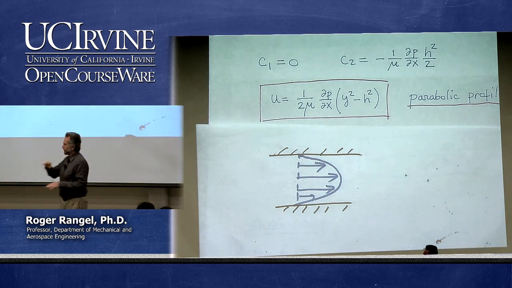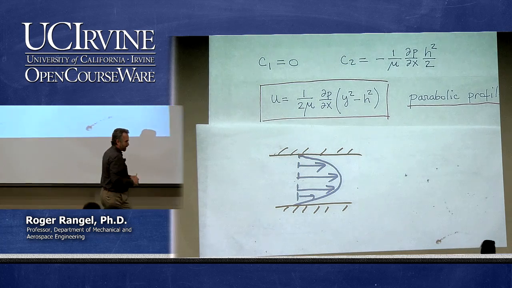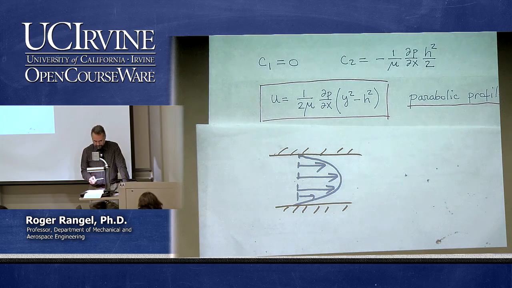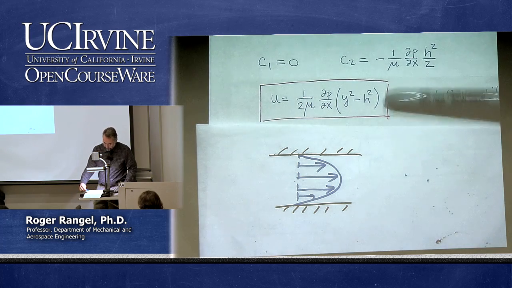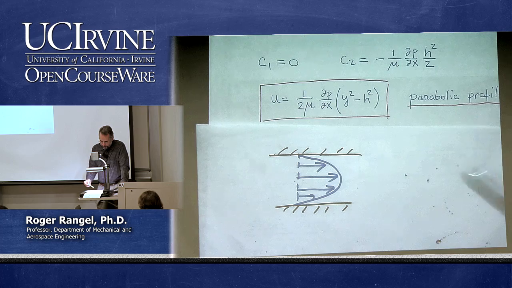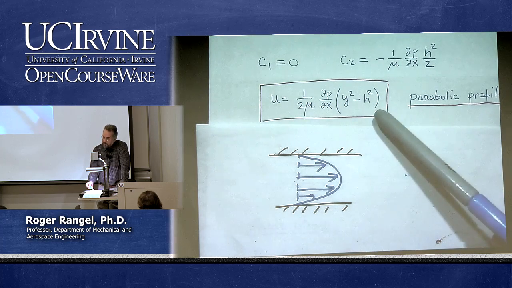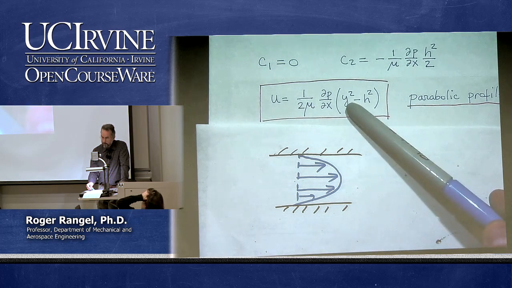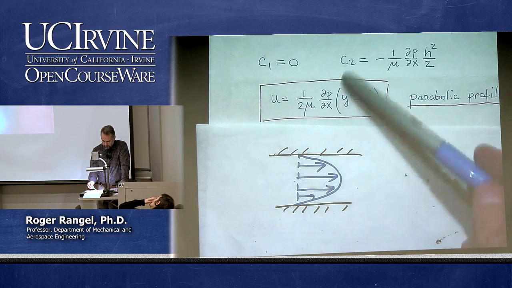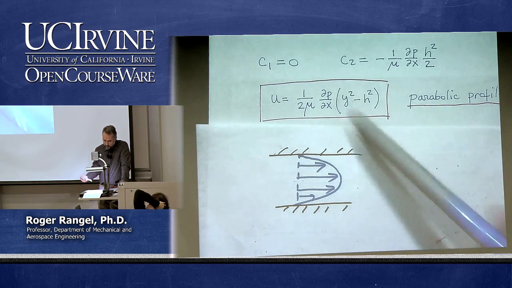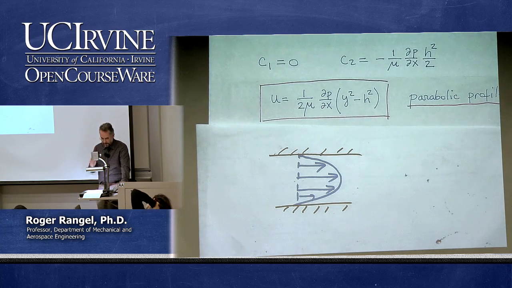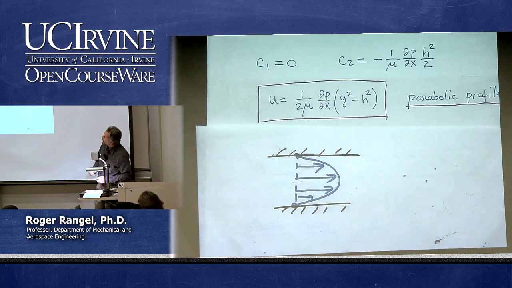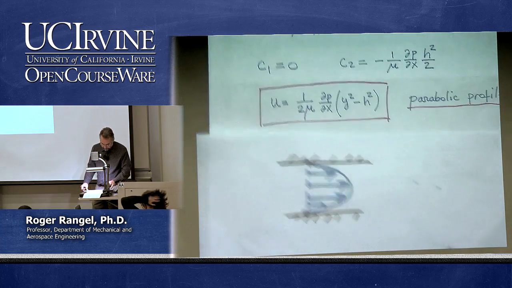The plates are fixed. I have a constant pressure gradient, and I get a velocity profile that is a parabola. And this is the equation for the parabola. Again, you can verify that it satisfies the no-slip conditions because that's how we got the constants. If I plug in y equals h or minus h, in both cases the quantity in parentheses is 0, and I get 0 velocity at the two walls. That's what the profile looks like.